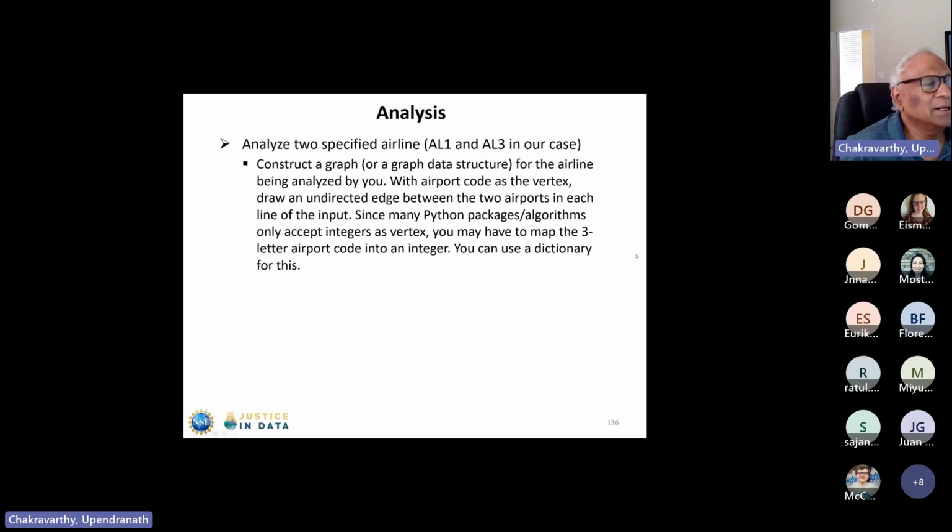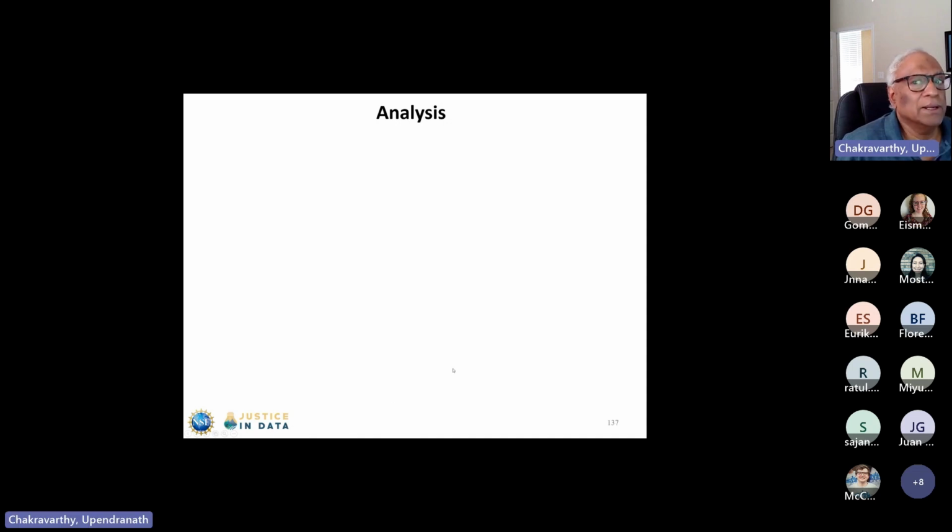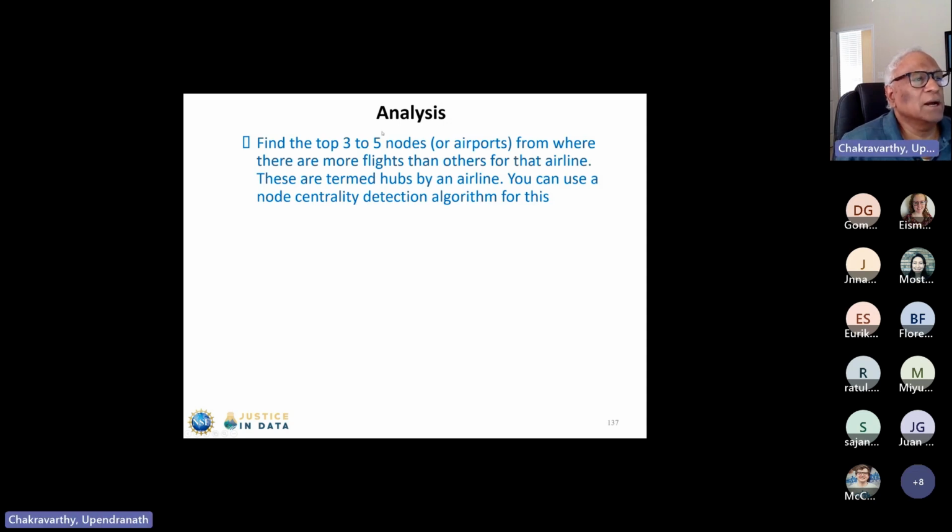So we gave some tips as to generate characteristics for this airline route. This will help understand some of the characteristics of the data, interpret them from an airline's operation perspective, and see whether you can identify which airline it is based upon this information. So find the top 3 to 5 nodes from where there are more flights than others. These are termed hubs, so you can use node functions for that. So again, what to use, when to use, and what for is an important aspect.